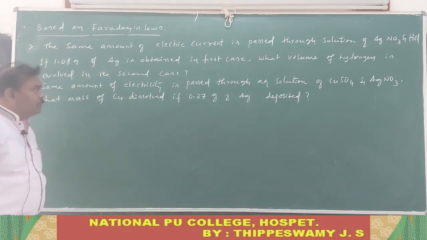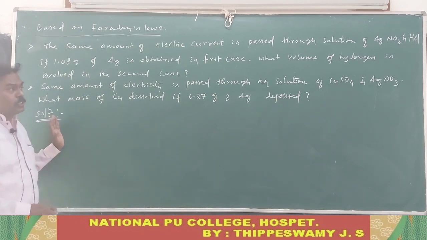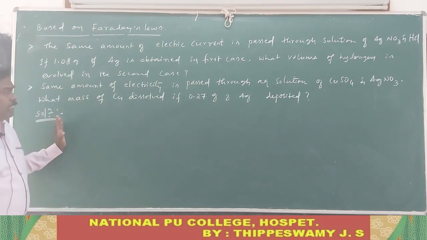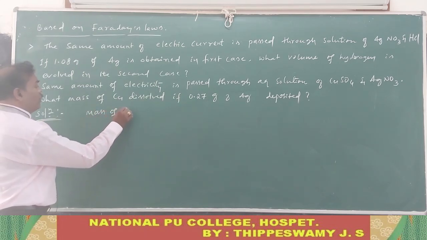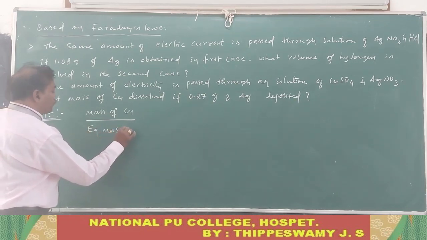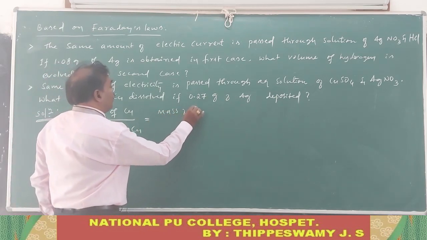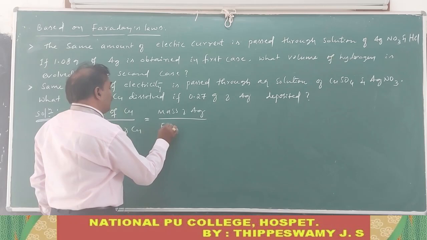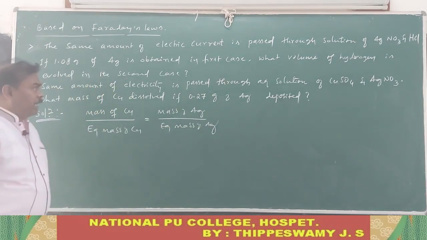Now here, according to Faraday's second law, we can take the relation. There are two solutions, copper sulfate and silver nitrate, given. Then according to the second law, how to write the formula? Now we will write the formula. Mass of copper divided by equivalent mass of copper is equal to mass of silver divided by equivalent mass of silver.